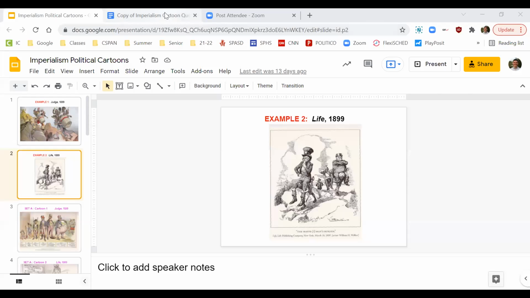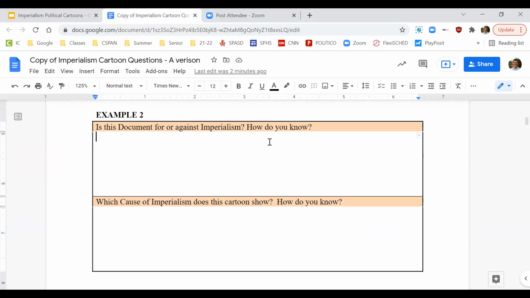So if I go back to the document I'm filling out, is this document for or against imperialism? This is against imperialism. How do I know? It's trying to point out that the countries that have been taken over are being used and abused by the US.